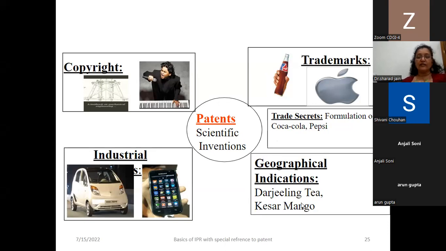Geographical indications, you can say Ratlami sev is a geographical indication. Sev itself shows the property that it comes from Ratlam, and it has a different unique property and identity, to differentiate it and have an identity that it is a Ratlami sev. Then industrial design, Nano car is industrial design, this mobile is industrial design. Patents are the scientific inventions that may be a method or may be a process.